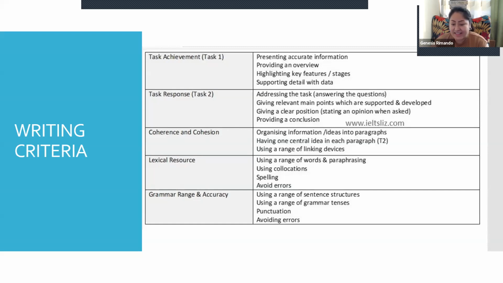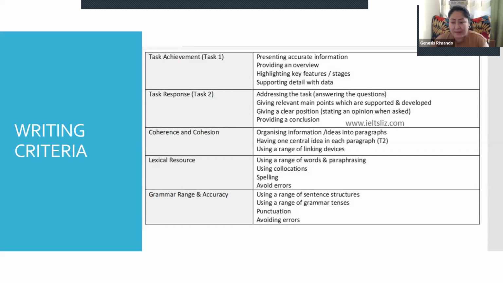You use the proper tenses. You use a wide range of sentence structures. Remember last meeting we discussed sentence structures, like complex sentence structures, several sentences joined together. You use a range of grammar tenses. So in one sentence there's a present tense verb, and another complex sentence with a past tense verb.